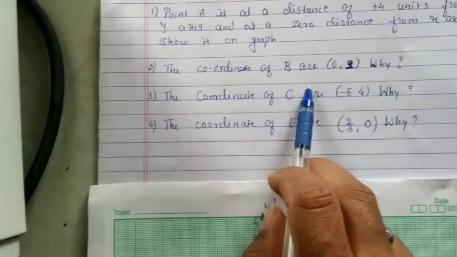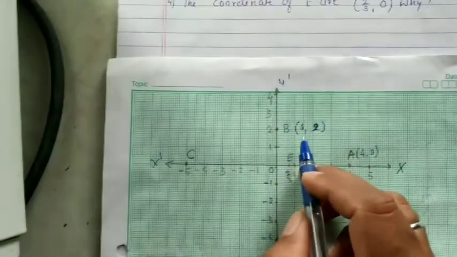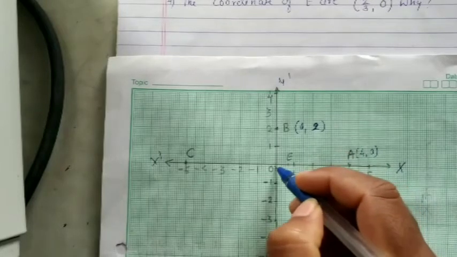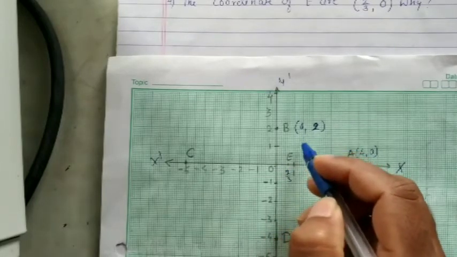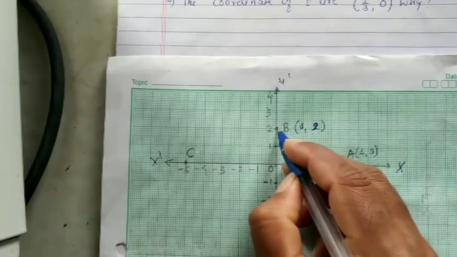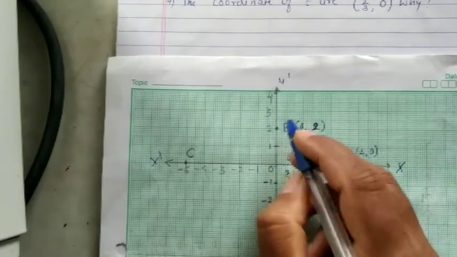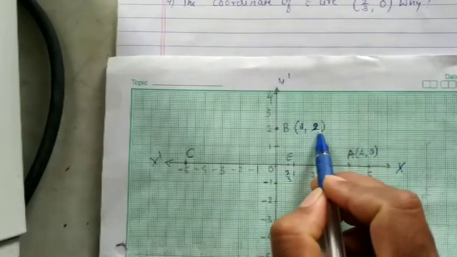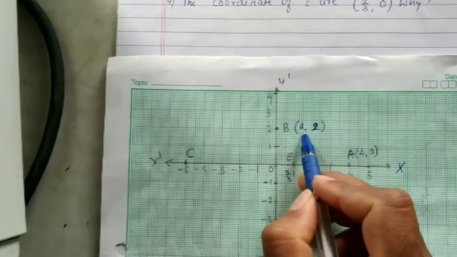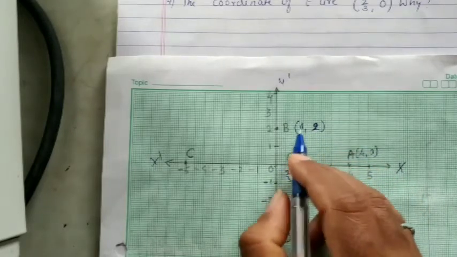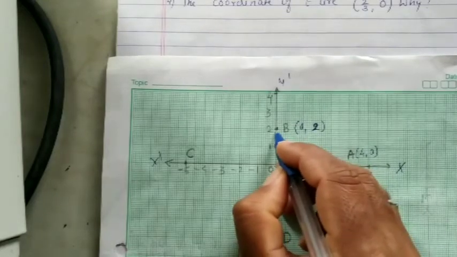The coordinates of B are 0 and 2. So here B is the coordinate. It is having 0 and 2 as coordinates. Why? Because from the origin it is at what distance? It is at 2. But which axis is this? This is the y-axis. So we always write the value of y at the second place. First we write the value of x. On the x-axis there is no coordinate for B, because B is already present on this axis.